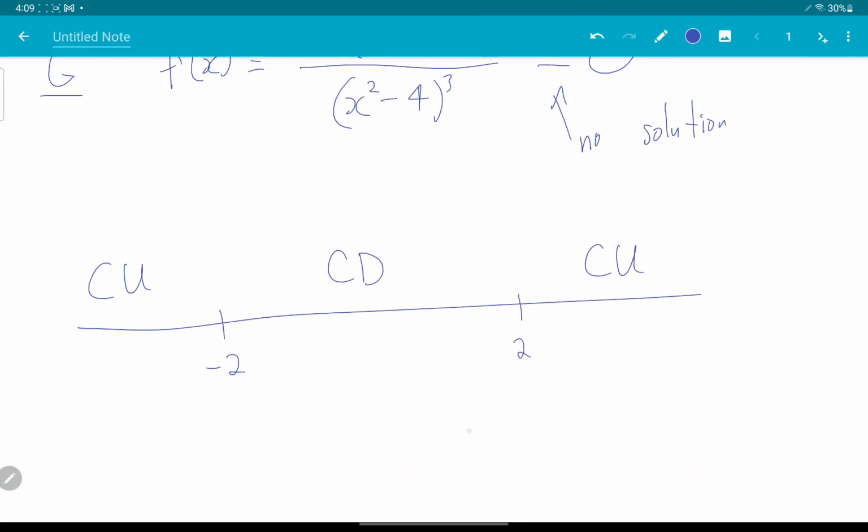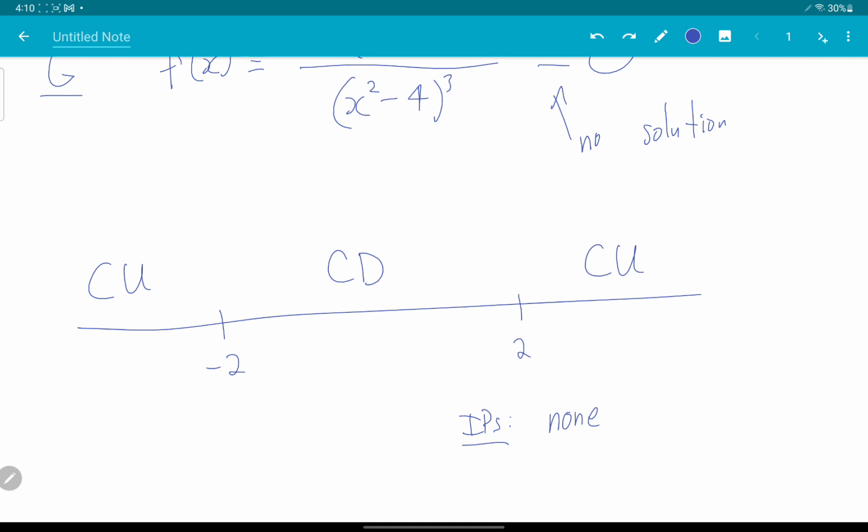Okay, inflection points. So inflection points, these are points at which the function is continuous and the concavity changes. So we have a concavity change here and also here, but minus 2 and 2 are asymptotes. The function is not continuous there. So we have no inflection points. Again, it's because, sure, concavity changes here and here, but for an inflection point, we need the function to be continuous.